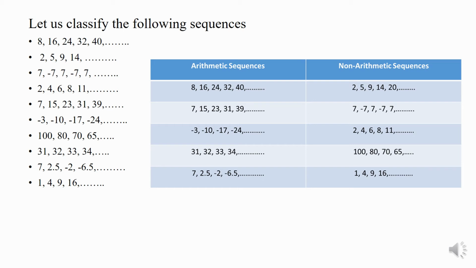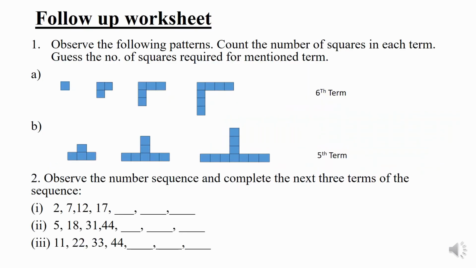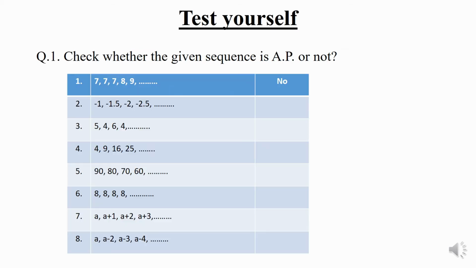Coming to the next one, it is the worksheet which I gave based on the first module. This is about the patterns of shapes, and numbers are also given. The next one is based on this module: whether they are in AP or not. It means you have to classify these examples into AP and non-AP. Yes or no, your response you must give in the last column.